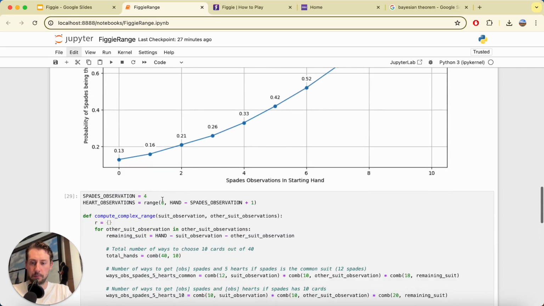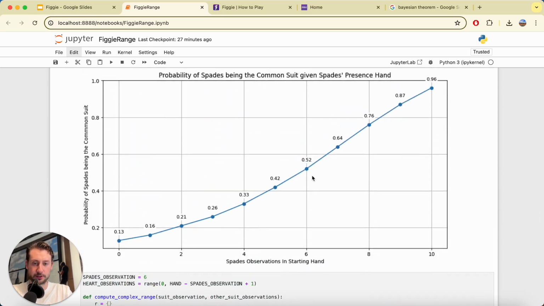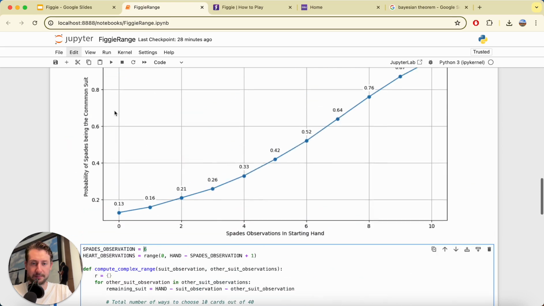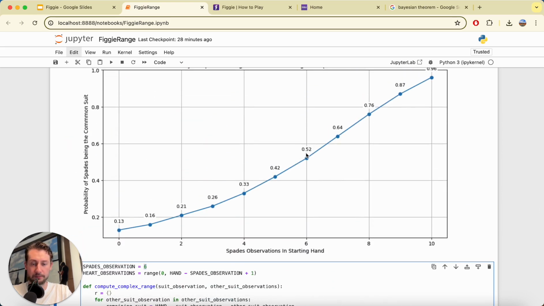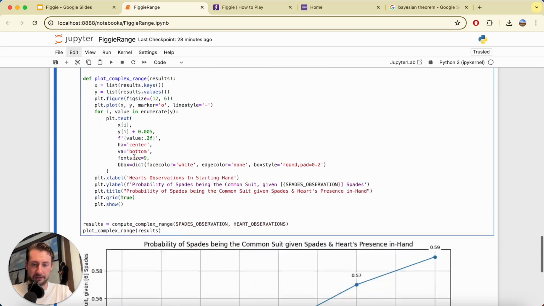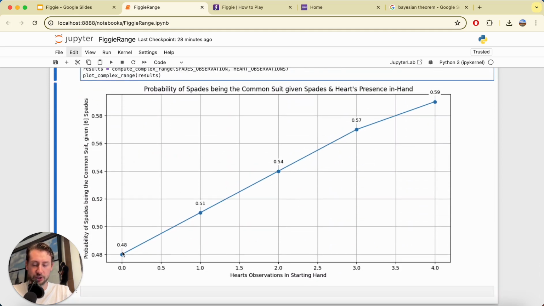I'm actually going to plot it with 6. Remember, 6 is the sweet spot where I have a 50% chance of knowing what the target suit is. And so, given that I have 6 spades in my hand, how does this probability, 52%, adjust based on the number of hearts that I have? The interesting thing is that this 52% can adjust from 48% up to 59% chance, depending on how many hearts I have in my hand.